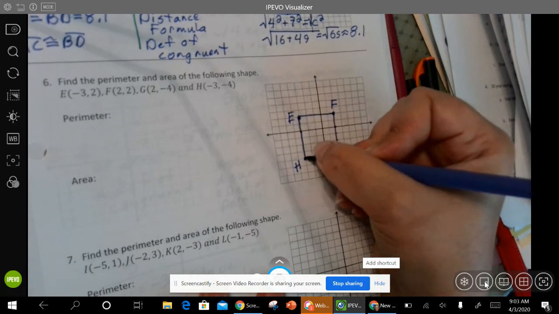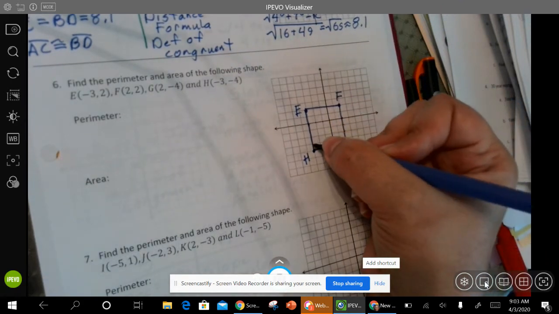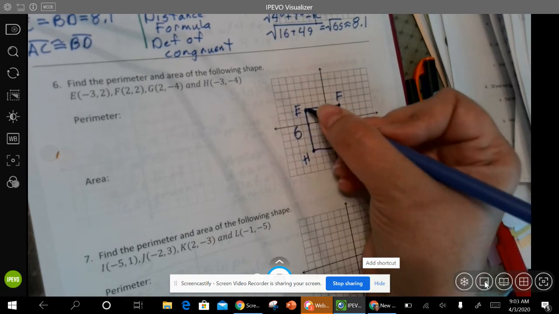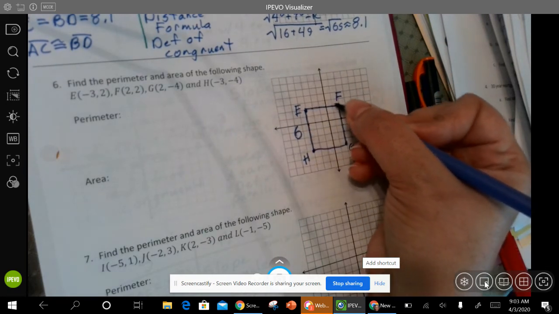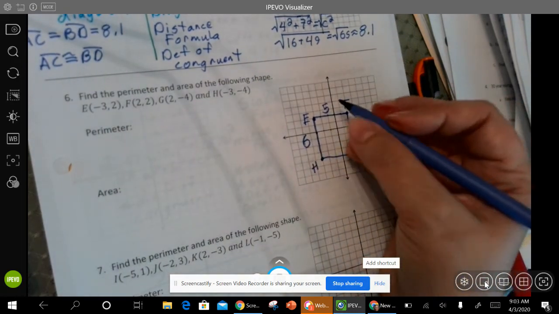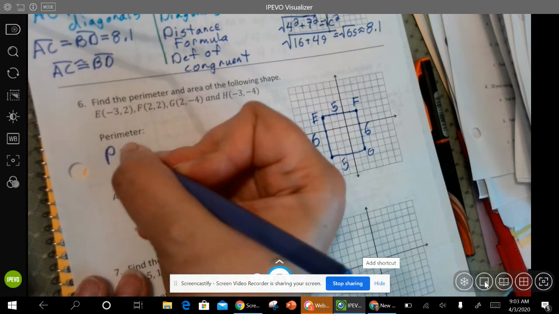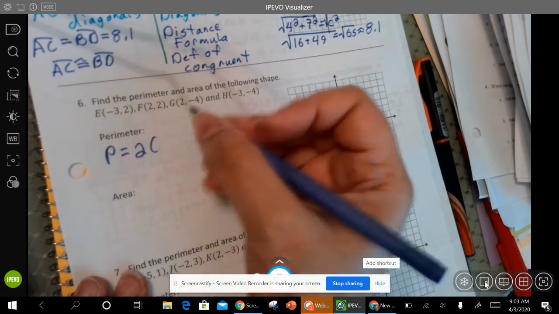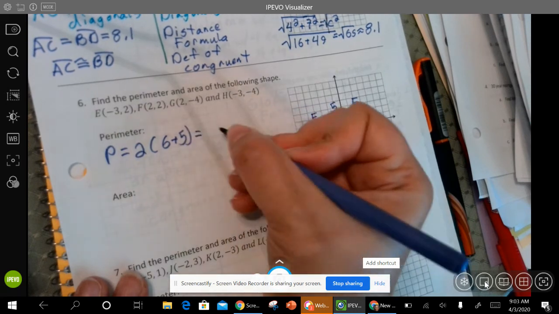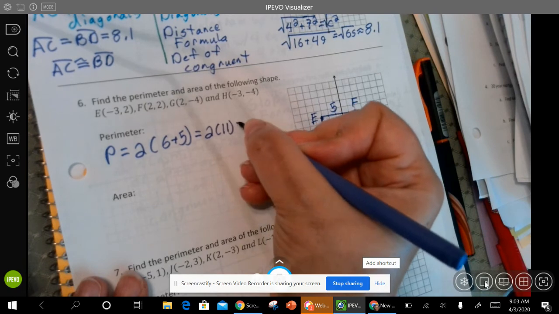Okay, and so the perimeter is going to be, I look at the side and it's 1, 2, 3, 4, 5, 6. Okay, and then 1, 2, 3, 4, 5. And so we know that for perimeter, opposite sides are congruent, so 6 plus 5 is 11. 11 times 2 is 22.